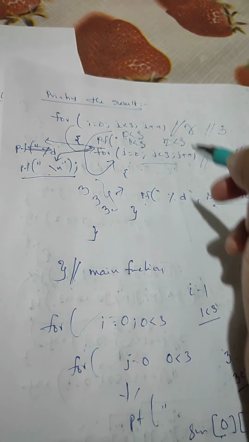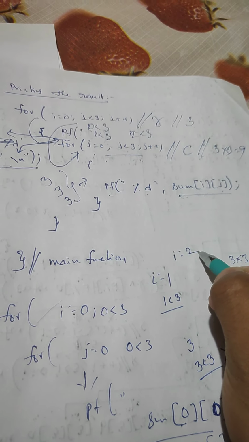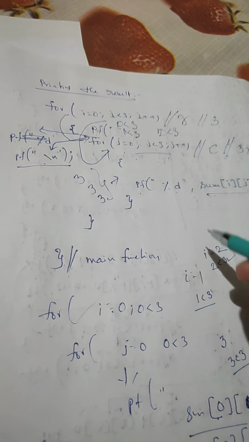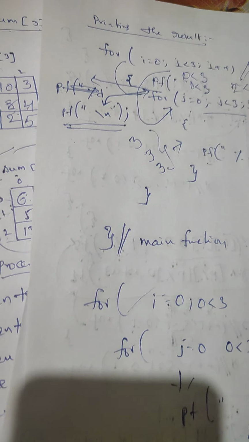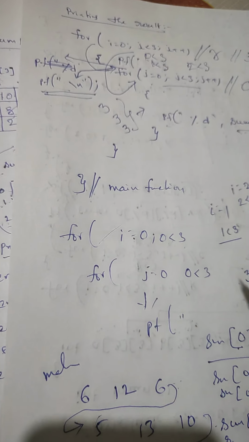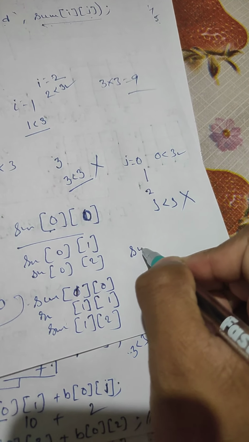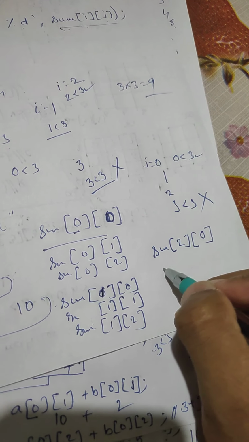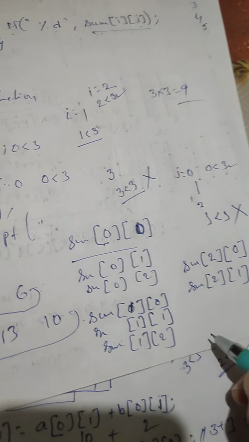In that case, the previous i value is 1 and i plus plus means i value becomes 2. Check the condition, 2 less than 3, condition is true. Then which statement is executed? This printf statement is executed. That means the controller goes to the next line. Then the j for loop is executed. How many times is the j for loop executed? 3 times. Sum of i value 2 and first j value 0. And in the next case, sum of 2 with j value 1. Every time the j value is incremented by 1.